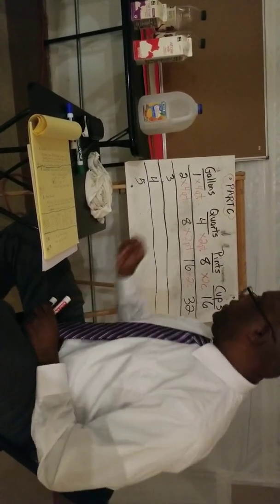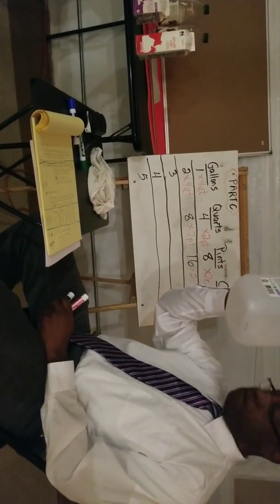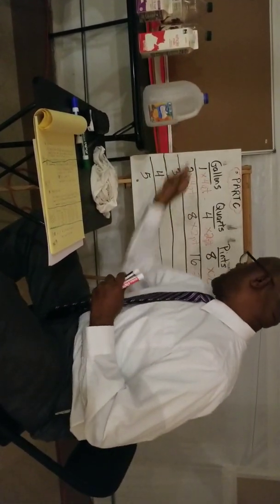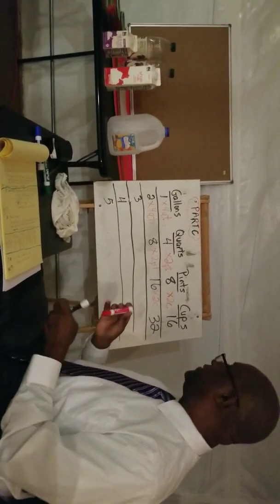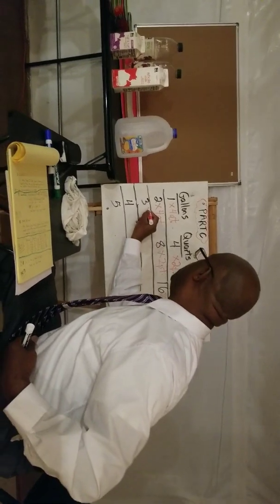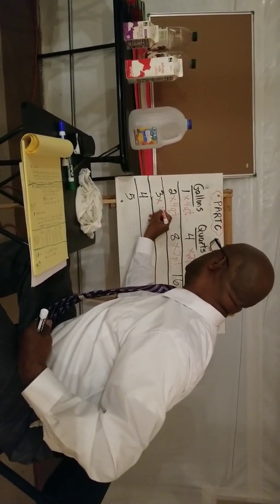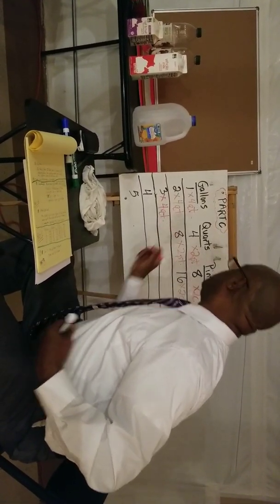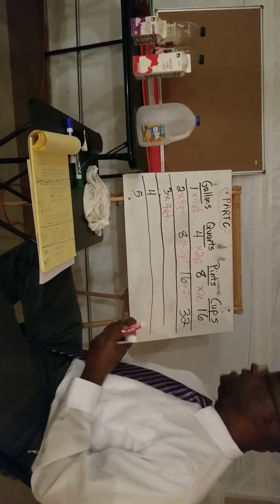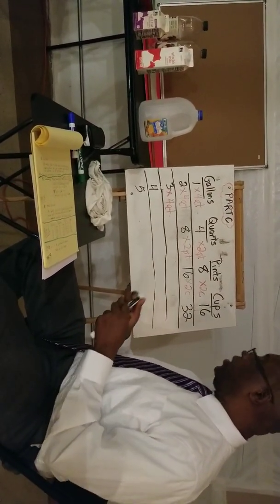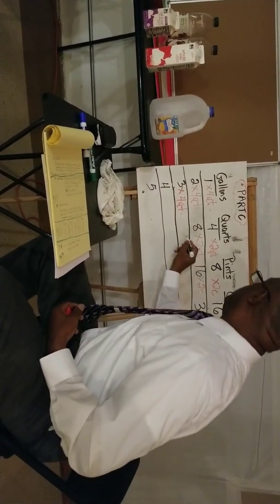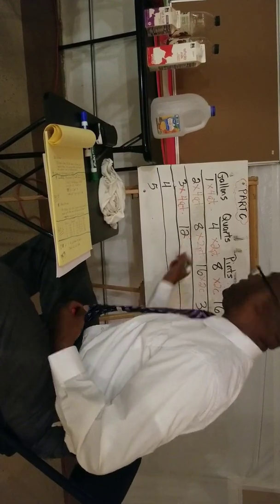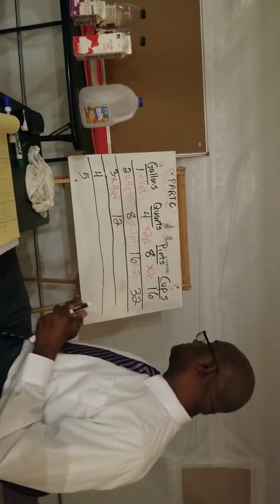So now let's suppose we have 3 of these gallons, right? So we have 3 gallons. How many of those quarts are in 3 gallons? Once again, we know that there are 4 quarts to a gallon. So 3 gallons times 4 quarts would give you a total of 12 quarts.